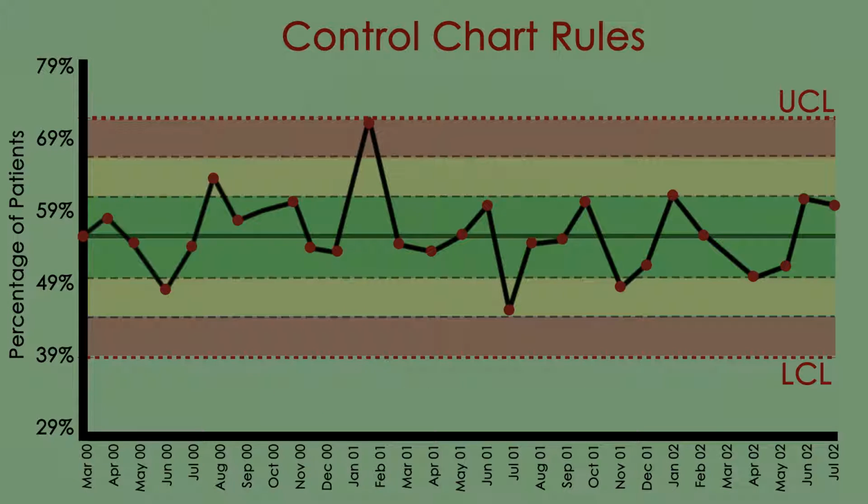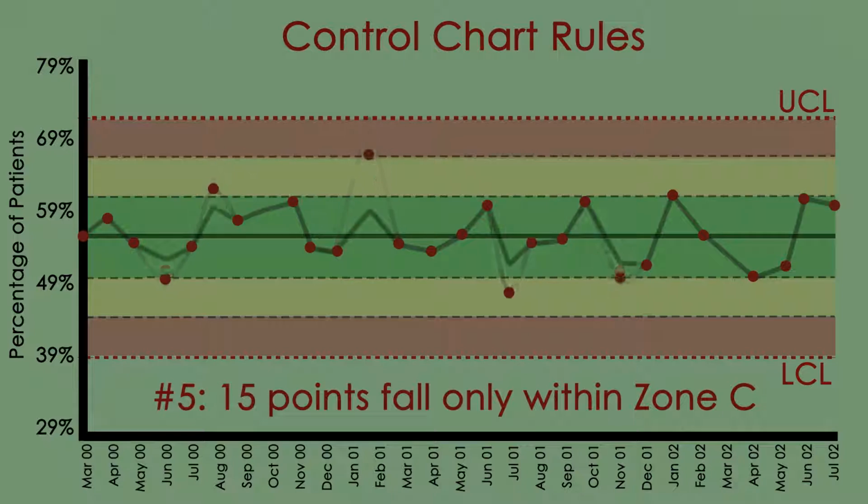And lastly, Rule 5. If 15 or more points fall only within Zone C, this hugging of the average reflects less variation than typically expected, and could be an indicator that a process has improved or there is an issue with the measuring system.